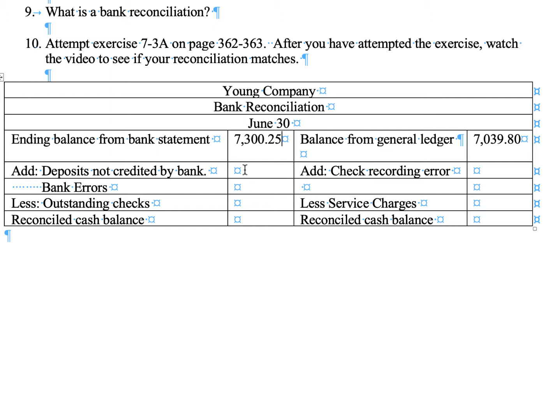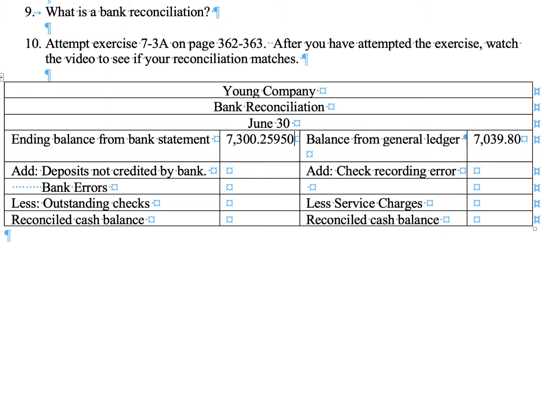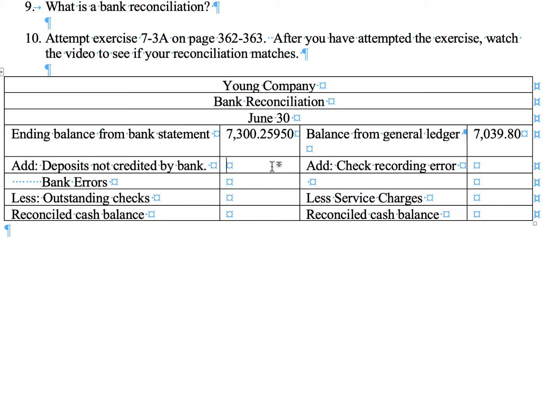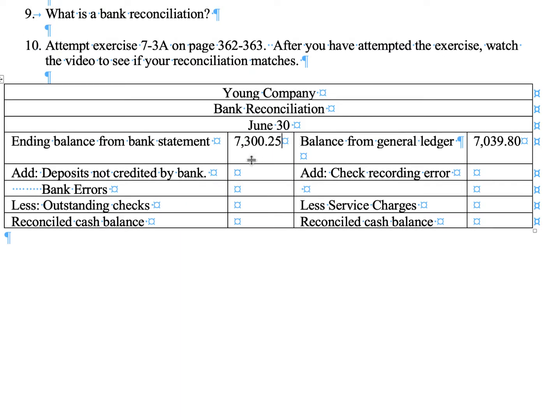Okay, so let's look at number 3. Deposits not reflected on bank statement was $950. What that means is that in my books, in my ledger, I said I deposited $950. The bank does not show that deposit. Why? Because it's a deposit in transit. I made the deposit, the bank statement came out, and it's just not on there. That's okay. That's normal. So I'm going to add that to my bank balance, $950.